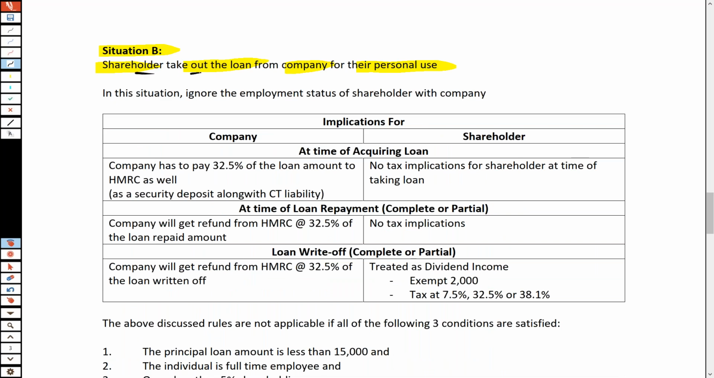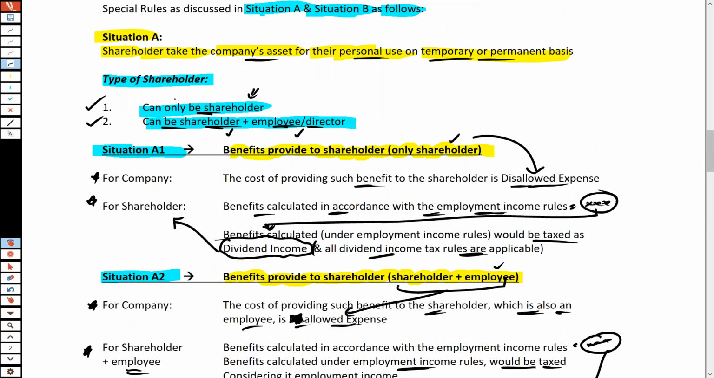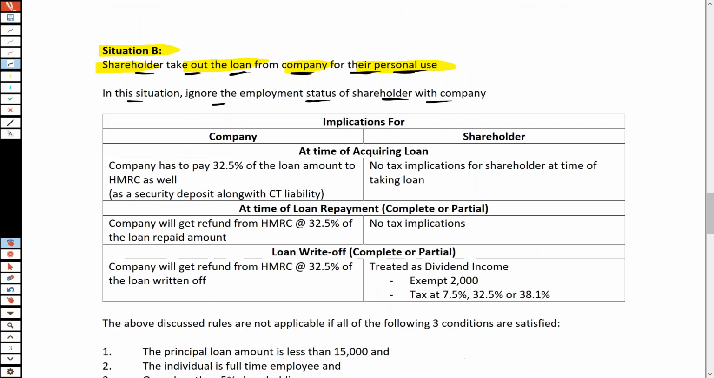Now in B, the shareholder takes out a loan from the company for personal use. In this situation, ignore the employment status of the shareholder with the company. As we discussed, when the company was providing an asset, first of all we checked whether the person is only a shareholder or shareholder plus employee. But when a closed company is providing a loan to that shareholder, we ignore the employment status, whether that shareholder is only a shareholder or shareholder plus employee in the company.